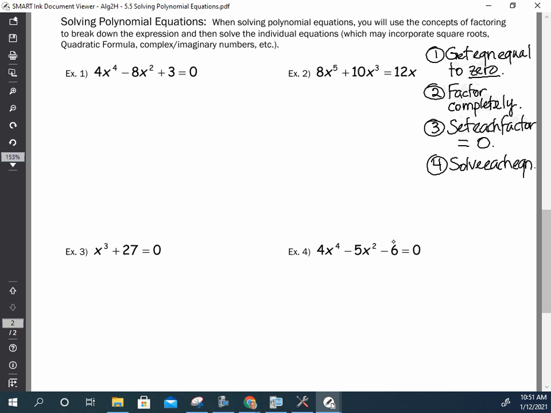So when you are solving the equations, keep in mind square roots can and probably will show up. Quadratic formula can and probably will show up. Complex numbers, imaginary numbers can and probably will show up. So don't be fearful when they show up, don't be afraid when they show up, because they probably will.